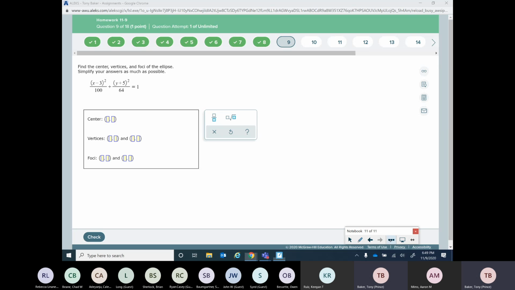So my center in this case is 3 and -5, because it's the opposite of the numbers on top. Now, my A is 10 and my B is 8, because it's the square root of the 100 and the 84. And A is always going to be the bigger one.